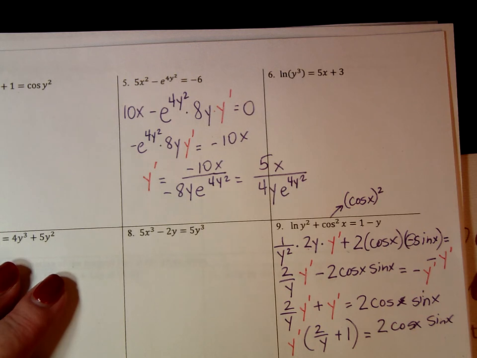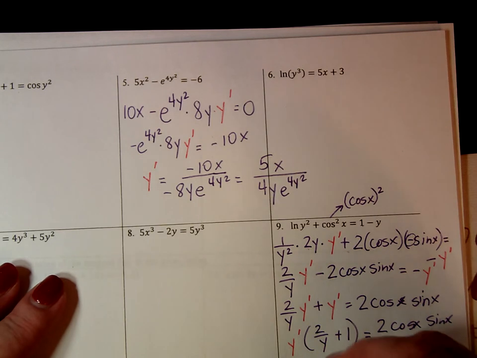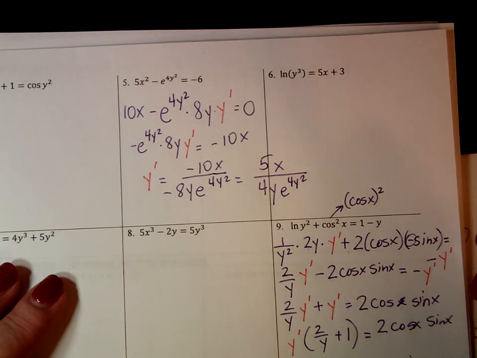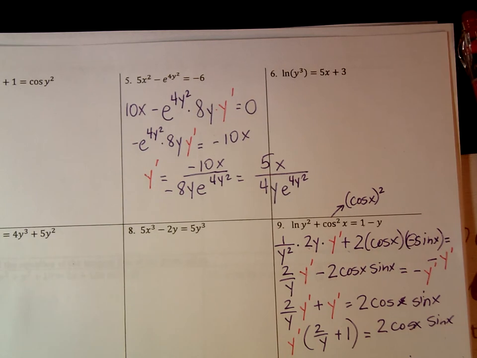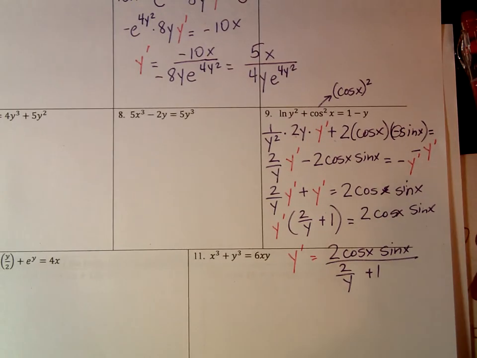This one gets pretty ugly, but that's where we're going to leave it. He's going to be happy being ugly. Y prime equals 2 cosine of x, sine of x over 2 over y plus 1. And that's the best you got for that lovely problem. Did you catch all that there? I was babbling and not paying attention that I was off your screen. So I'll give you a second to see that.